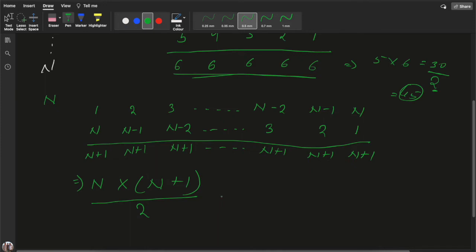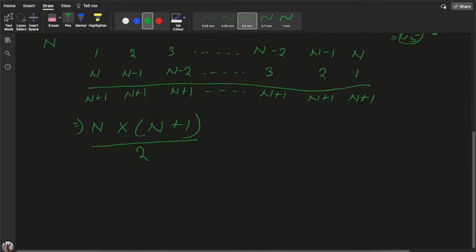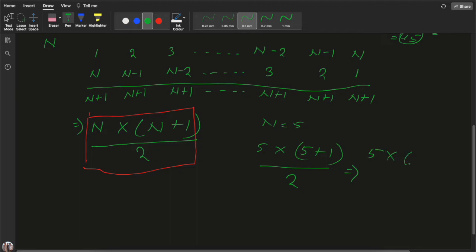Okay, so this is the formula for finding the sum. This is one formula. Let's take one example. Let's say n is equal to 5. So 5 into 5 plus 1 divided by 2, so it will become 5 into 6 divided by 2.